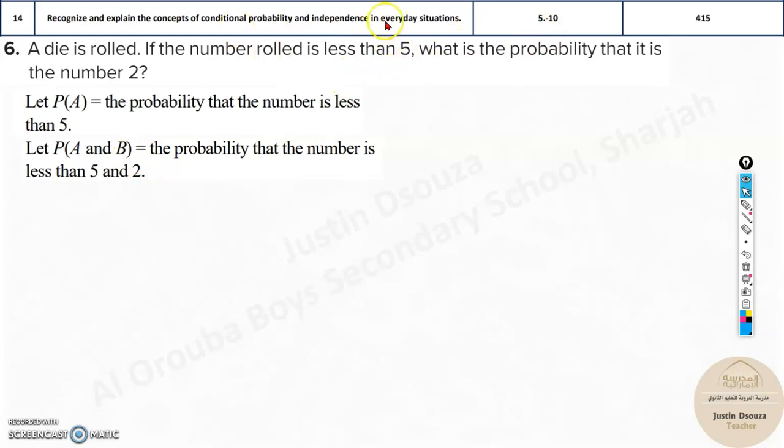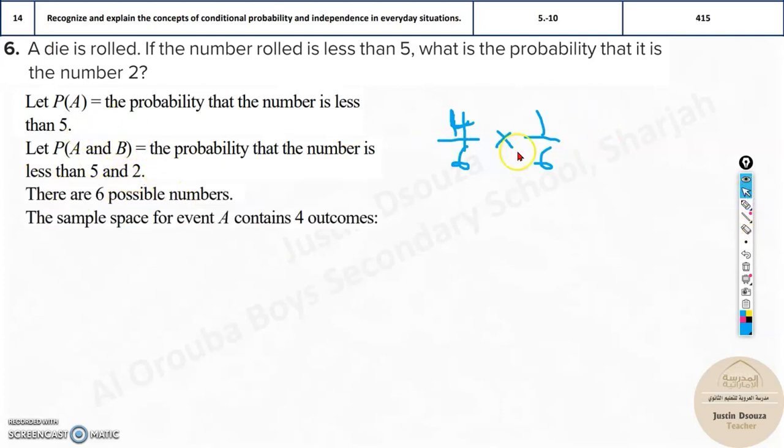That means the number is less than 5 and the number is 2. Remember, it is not the probability of less than 5, which is 4 by 6, multiplied with the probability of 2, which is 1. No, this is wrong. See, it's a die, right? What is the probability that you will roll a number less than 5 and it is 2? Both things are together, so you don't multiply them. It's only 1 by 6 over here.